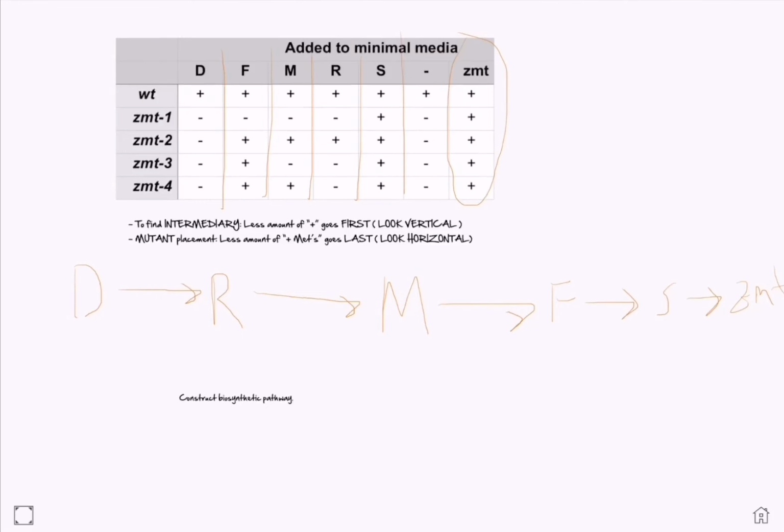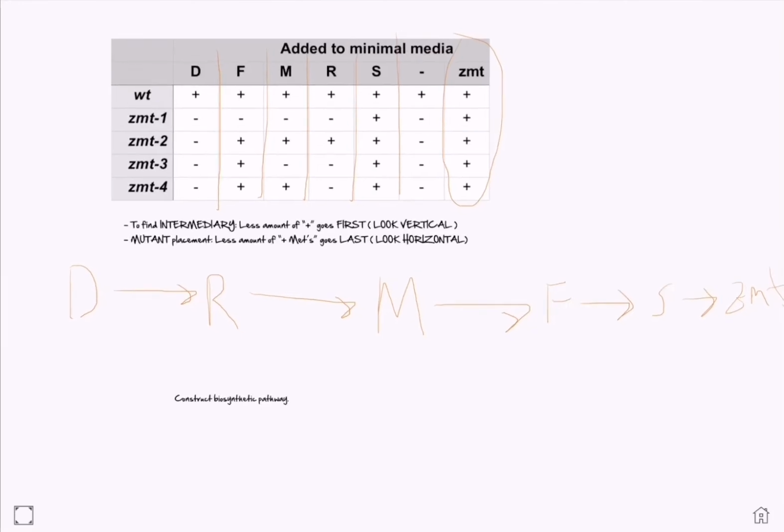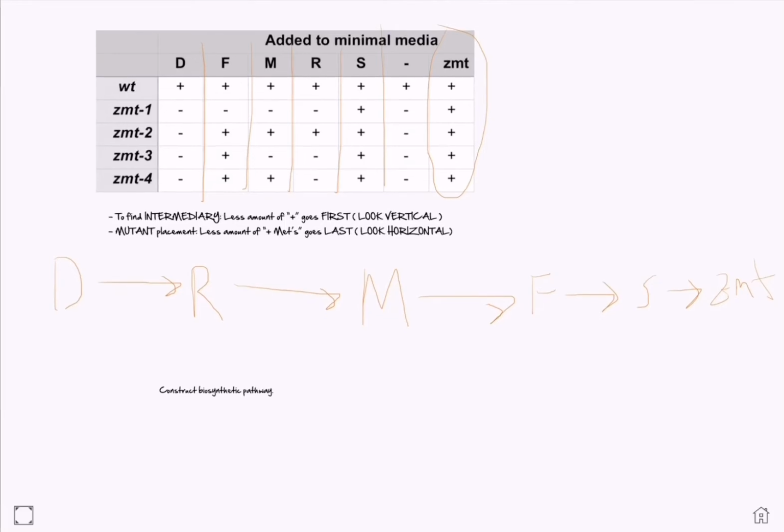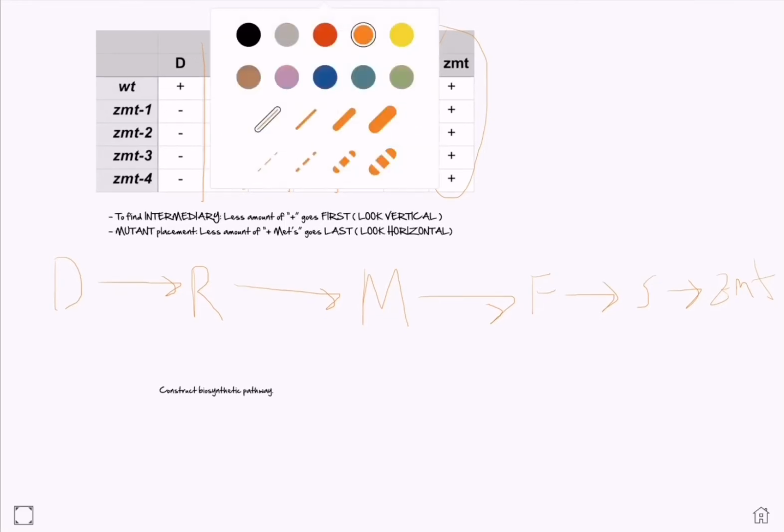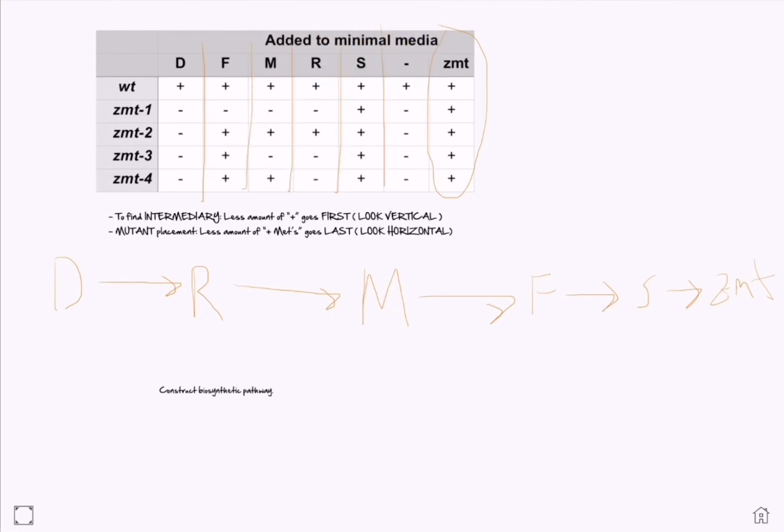So now we want to find where to put the mutants. Now let's look at it horizontally. We know that the fewer pluses goes last. So let's see what has the least amount of pluses. Well, ZMT1 has 1 plus if you're stopping at S, but if you're stopping at ZMT, it has 2. So either way, you'll arrive at the same answer, but I'm going to stop at S.